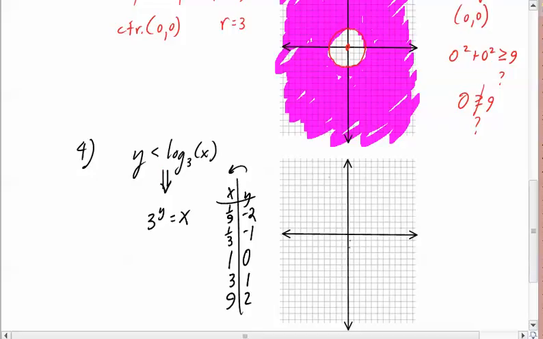I have over 1, up or down 0, there's that. I have over 3, up 1. And I have over 9, up 2. Now, that does look like a log. It is a dashed line, right? So I'm going to connect that with a smooth curve, but a dashed curve. And it's never going to approach that vertical asymptote, is it?